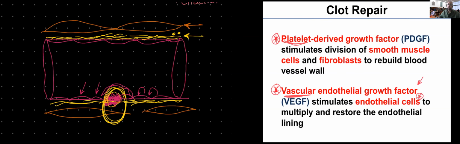So in order for me, again, to rebuild my blood vessel, to repair the blood clot, I have two main growth factors. First one is going to be released from my platelets. This is my platelet-derived growth factor. The second one is released from the endothelial cells, and it will be affecting also the endothelial cells. This is called the vascular endothelial growth factor.